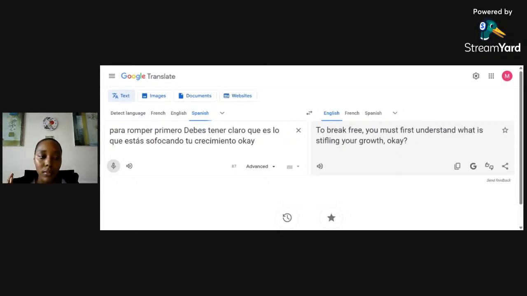Let's see. So, here it says, to break free, para romper, you must first understand what is stifling your growth. Okay, debes tener claro. Okay, cool. So stifling, sofocando. And that's another thing about reading. I swear the vocabulary in books always tends to be a little bit of a higher level, things you wouldn't hear. You're probably not going to hear somebody say stifling your growth, or maybe you could, depending on who you talk to and when. Anyway, here I go, back to the book before I get on another tangent.